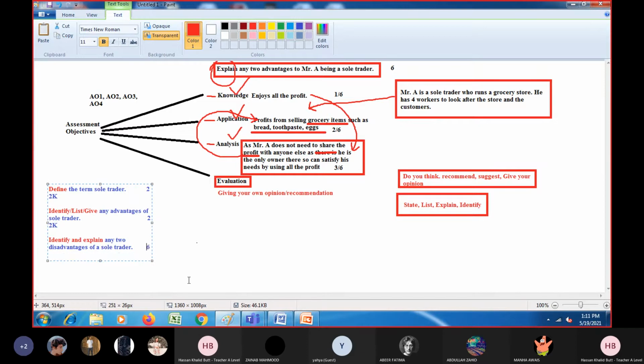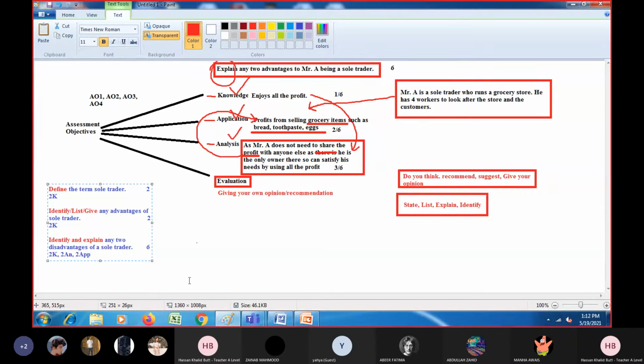For 6 marks, I told you that there are 2 marks for knowledge. When you demonstrate 2 points, you demonstrate knowledge by mentioning 2 disadvantages. Then there are 2 marks for analysis, when you develop these 2 points. Then you will get another 2 marks for application when you use the context which is given to you, the business situation, in your development. So this is 2 plus 2 plus 2. You will get 6 marks, right?